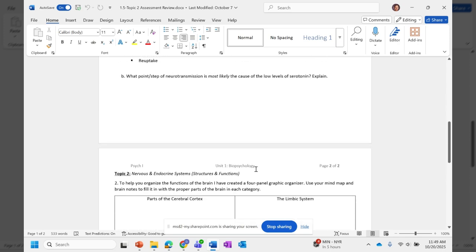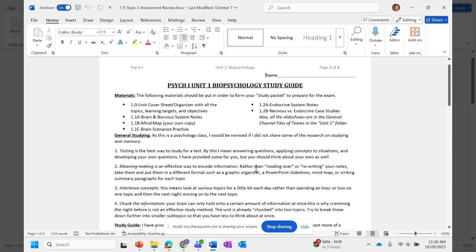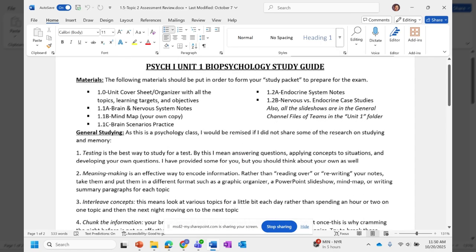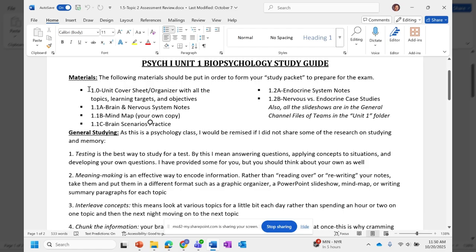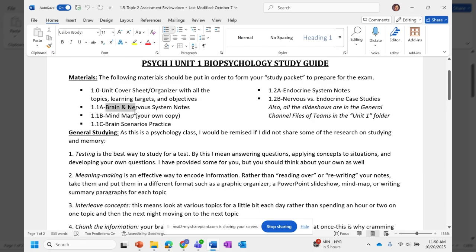I was going to make a review video for the topic 2 assessment on the brain and nervous system and endocrine system. This is the review guide, so check it out if you don't have it. But I put down the elements of the packet. Note that the nervous system and neurotransmission will not directly be on the test.